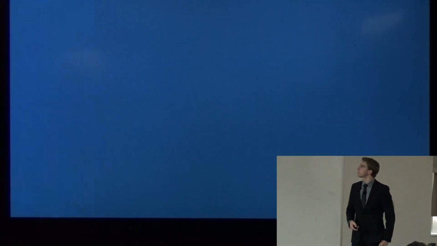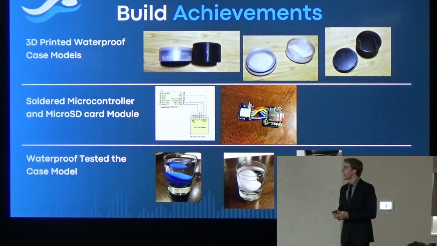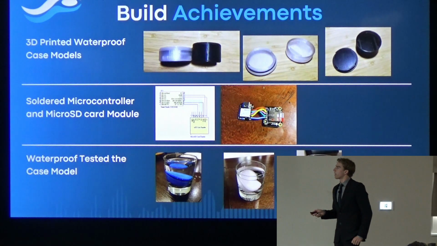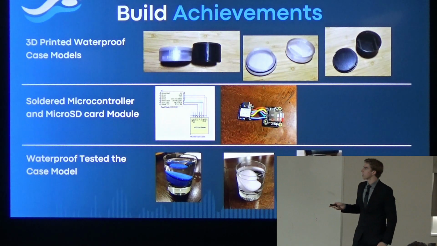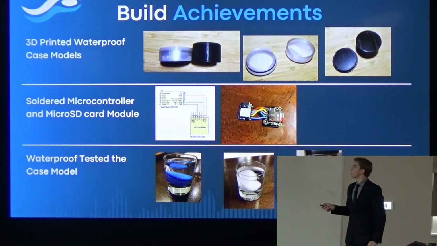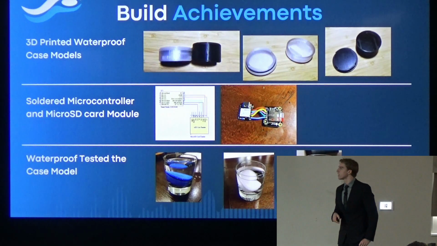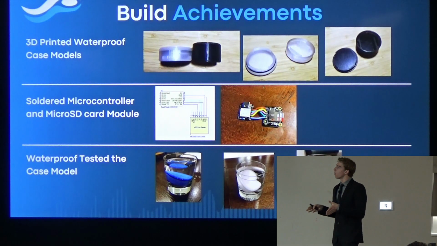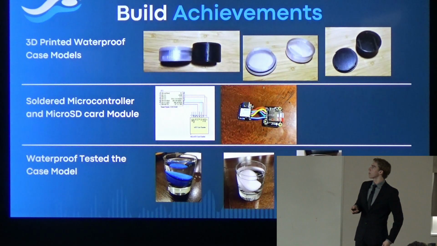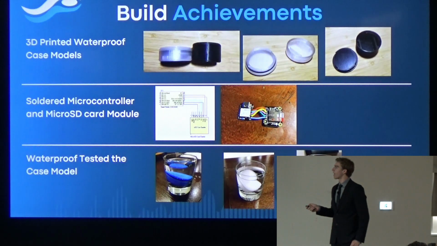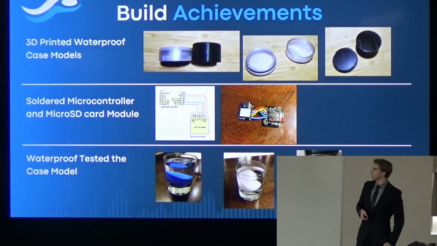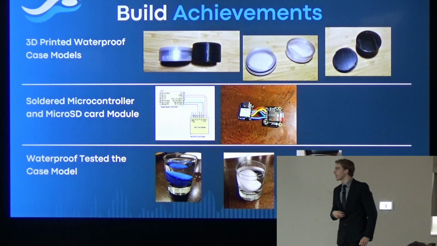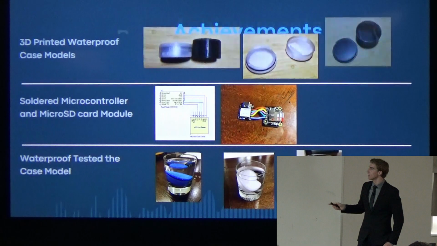Okay, moving on to build achievements. This is where I was able to 3D print and solder all of these components. So I 3D printed both the initial case model and the secondary case model. The secondary case model is this one on the right, or on the left in the clear. And as you can see, it is much shorter. It is a little wider, however, the compromise was well worth it. Additionally, I soldered the microcontroller. That's my soldering job. I know, I'm sure it's not perfect, but it gets the job done. And then I waterproof tested the case model, which I'll get into right now.